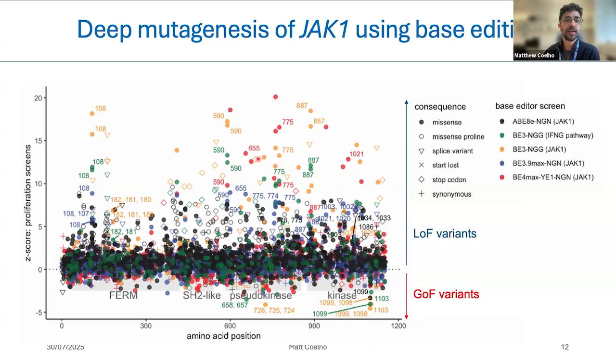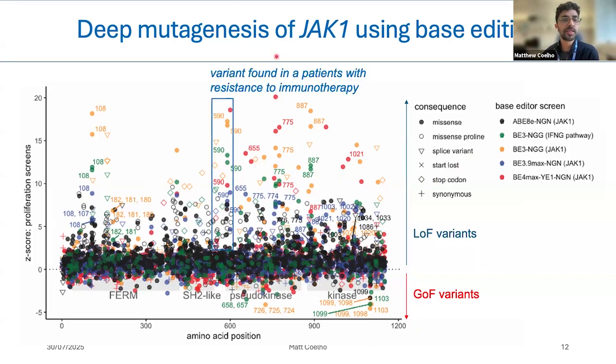So these are really strongly inhibiting JAK1 function. And you can see, if you map these back to cancer genome sequencing, going back to the first slide, these variants have actually been found in patients who have been resistant to immunotherapy. So this is linking a variant that has been found, a variant of unknown significance clinically, to functional data to show that it is actually causing a loss of function in this protein.